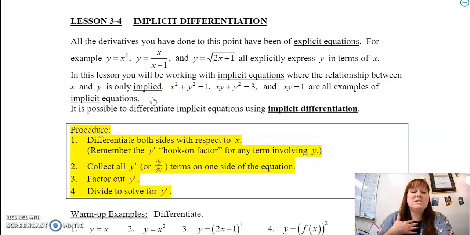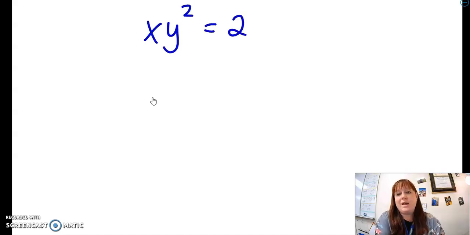And when we do differentiation for an implicit function, it's a little different than when we do it for an explicit function. If you think about it, y is a function of x. So imagine I had x, y squared equals 2, okay? y is just some function of x. It could be any function of x, right?